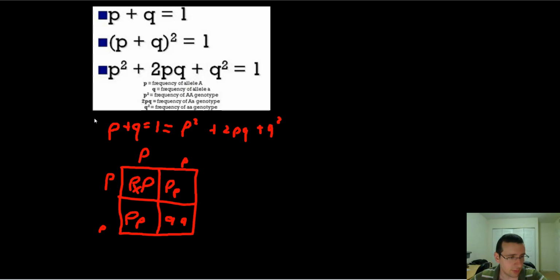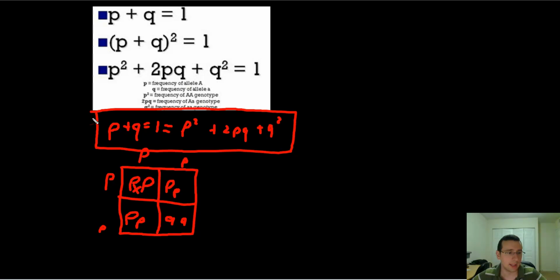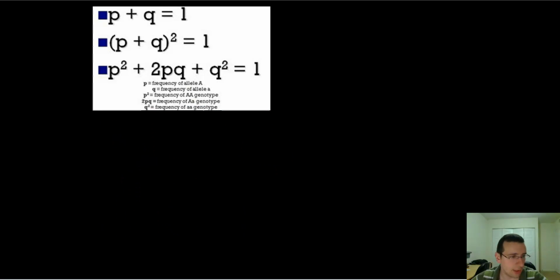So this is a summarization of what the theorem is basically saying, that when you add all the genotypes together, you're going to get 1, but also when you add all the alleles together, you're also going to get 1. So that's the theorem that you can use to calculate the genotype and also the allele frequencies.